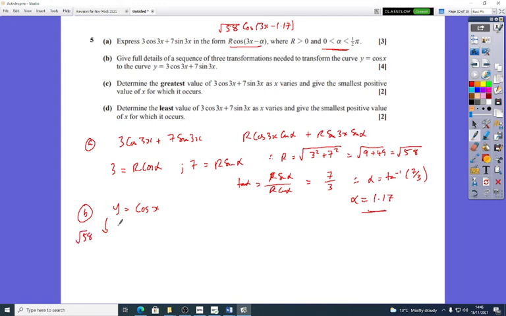Some of these do have to be in the right order. Some it does matter, depending on which way. I'll have a go through this and see if it works. So if you put this as that, you'll get root 58 cos x. So that first one you could say is a stretch.